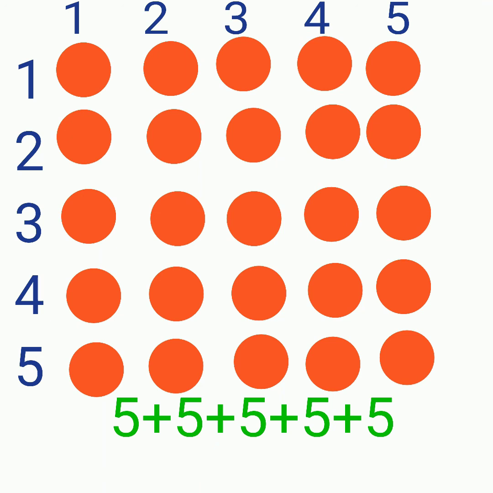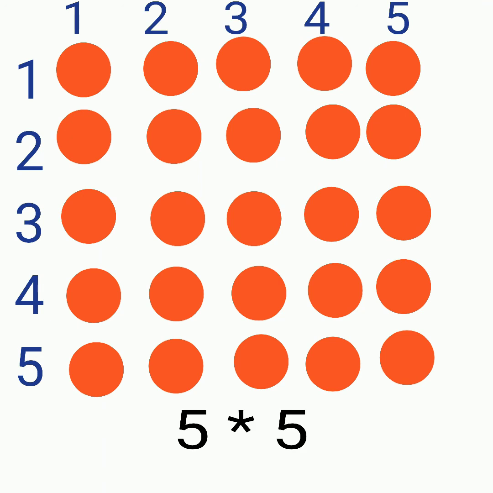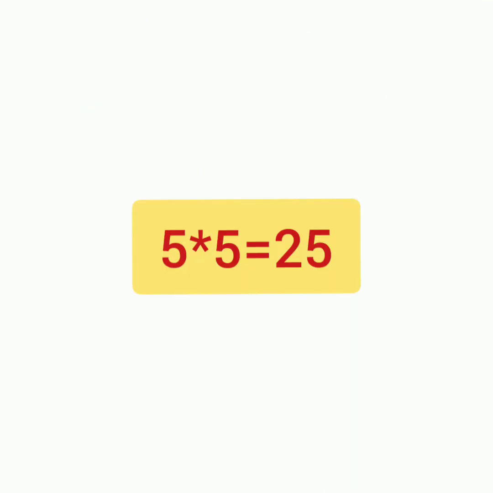A young learner like you will definitely take some time to add 5 times. There is one more quick method. This method involves counting the number of circles in one row and the number of circles in one column and multiplying them together to get the answer. The answer is 25.